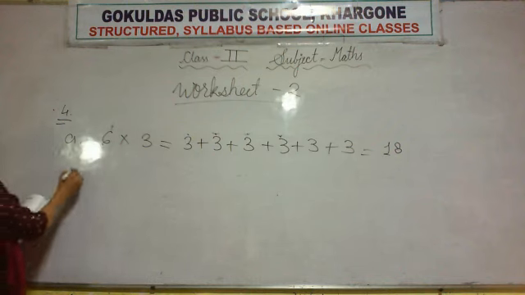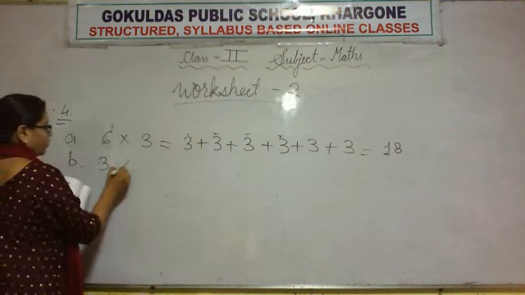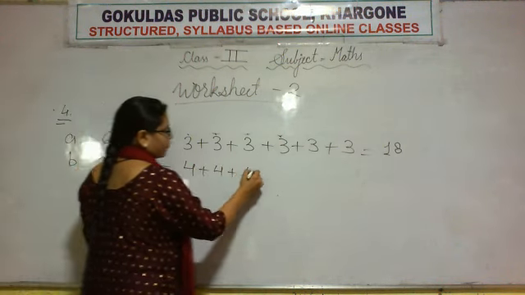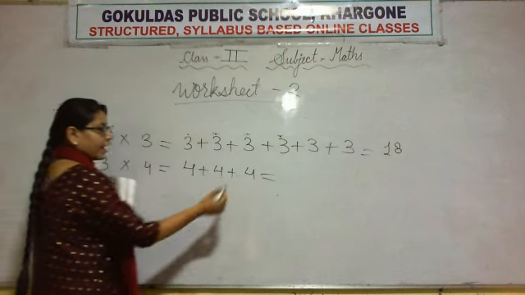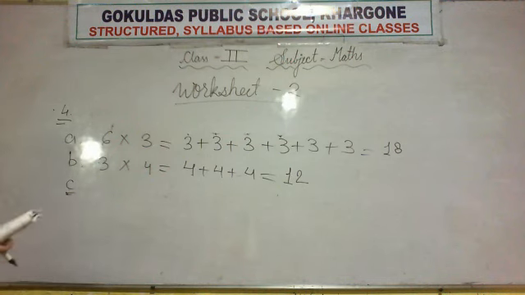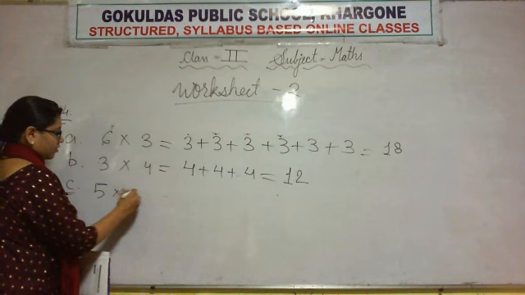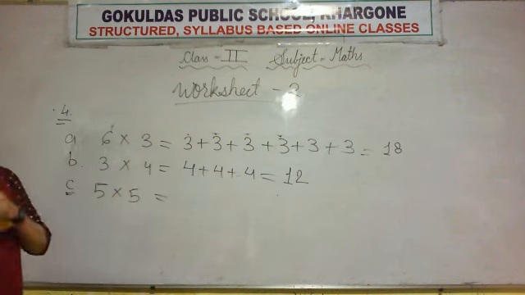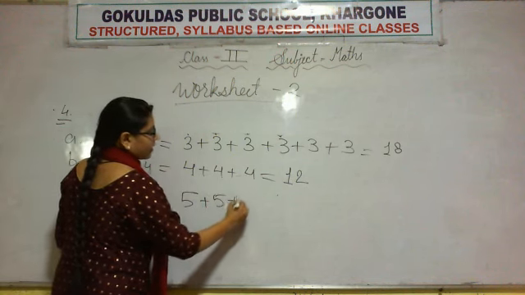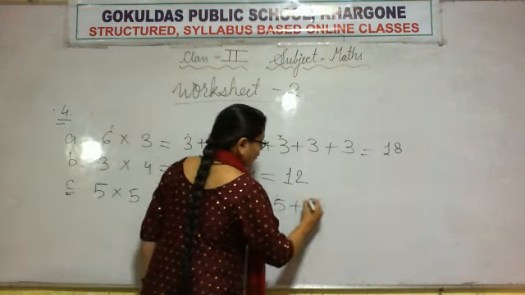Now the next part B, 3 into 4. So 3 times number 4, so first time, second time and third time. So 4 plus 4 is 8 and 8 plus 4 is 12. See, 5 into 5. So 5 times number 5. For the first time, second time, third time, fourth time, and for the fifth time. So 5 plus 5 is 10, 10 plus 5 is 15, 15 plus 5 is 20, and 20 plus 5 is 25.